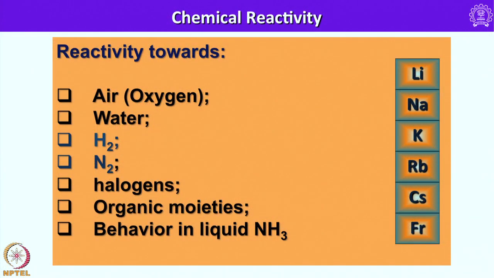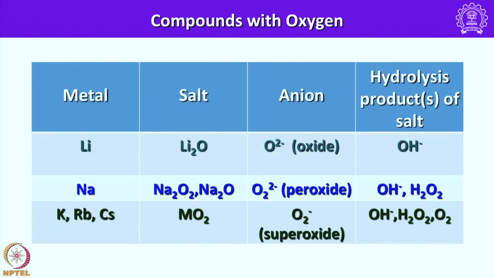While looking into the chemical reactivity, let us classify the reactions accordingly: how they interact with oxygen, how they interact with water, how they react with hydrogen, nitrogen, halogens or organic moieties, and how they behave in liquid ammonia. Some of these aspects we shall see while looking into the reactivity. All these alkali metals readily react with oxygen to form the corresponding oxides.